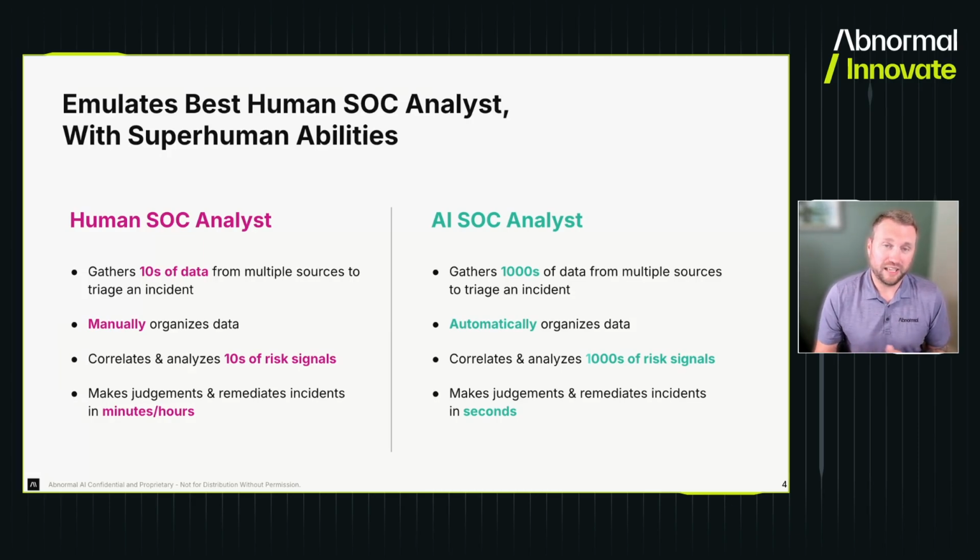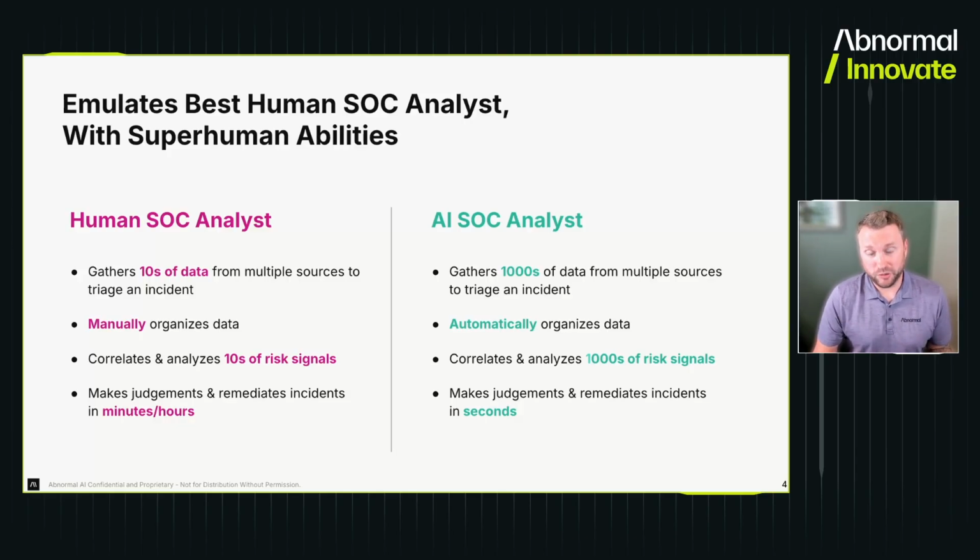When Abnormal came onto the scene and said, let's integrate natively into your M365 or Google Workspace tenant and see if we can emulate that human SOC analyst, we supercharged this with strong AI capabilities. Instead of tens or dozens of data signals, we're ingesting tens of thousands of data signals so that we can identify and profile what normal behavior looks like.